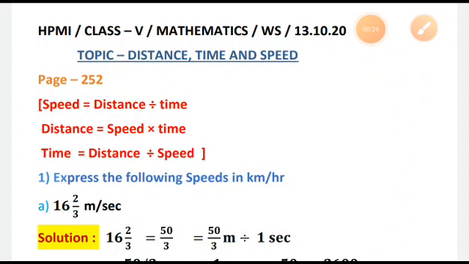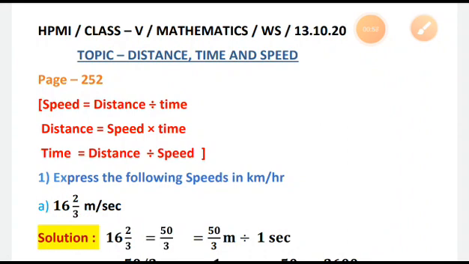Now today's class we are going to do a few conversions of unit of speed. Now you know that the unit of speed depends on the unit of distance and the unit of time. Why? Because the speed depends on these two factors, that is the distance and time. So I hope you remembered all the three formulas. Speed equals distance divided by time, distance equals speed into time, time equals distance divided by speed. Now let us work out a few sums.